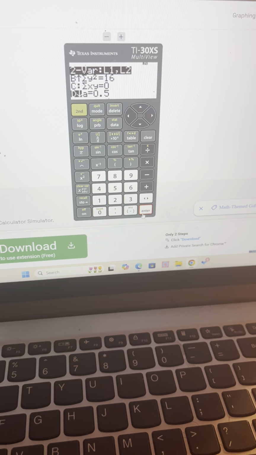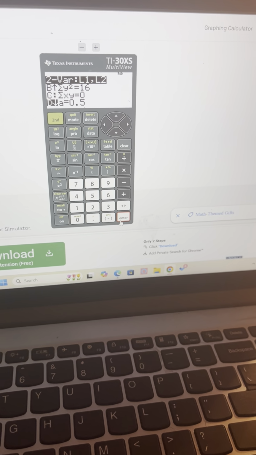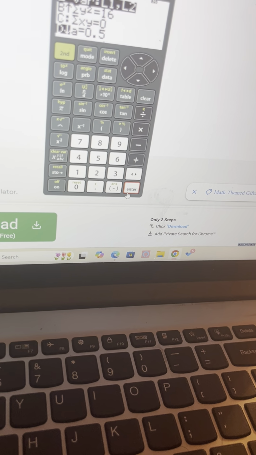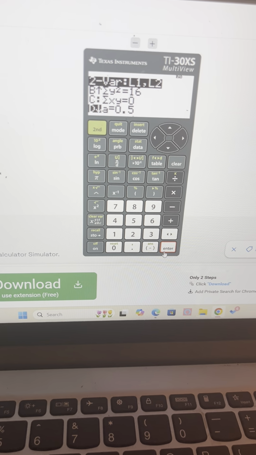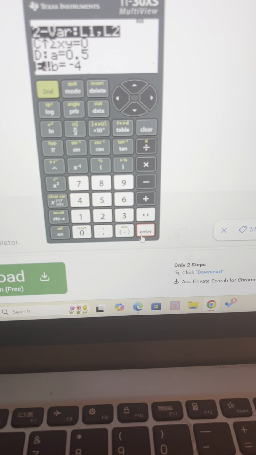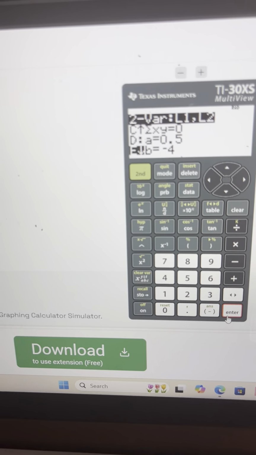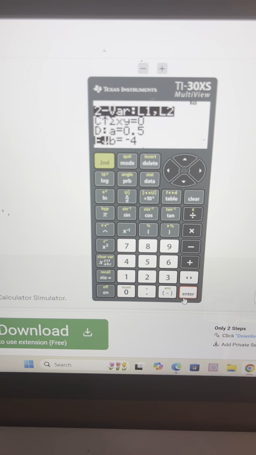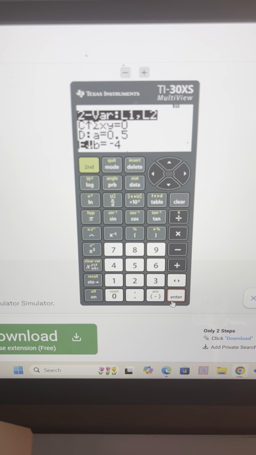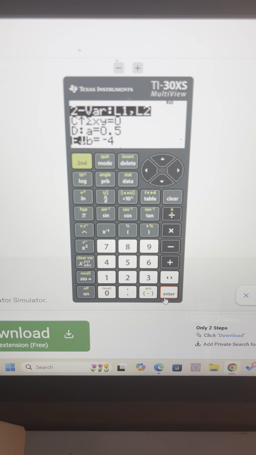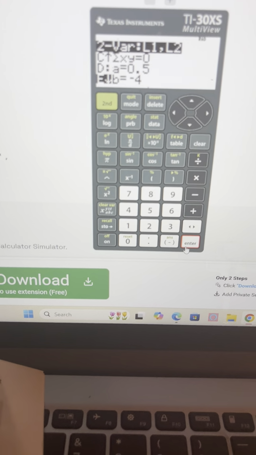Okay, so you'll look at D is your slope. D is your slope. And E is your y-intercept, -4. So D is your slope, 0.5 or 1/2. And E is your y-intercept, -4.